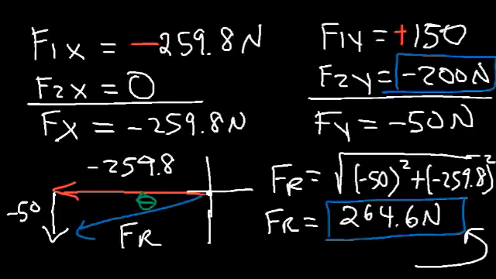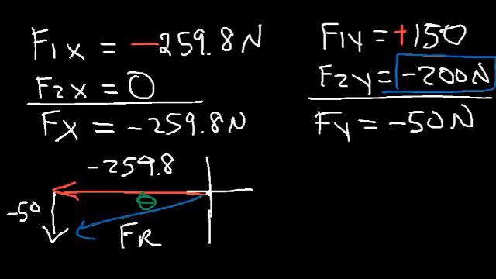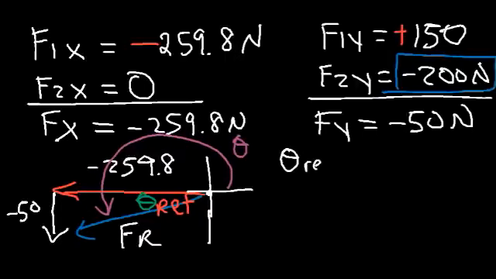It's 264.6. Now the next thing that we've got to find is the angle. So first, let's calculate the reference angle. Keep in mind the angle inside the triangle is the reference angle. The actual angle that we need is the angle measured from the positive x-axis, which we'll get soon. To calculate the reference angle, it's going to be the inverse tangent of F_y divided by F_x.